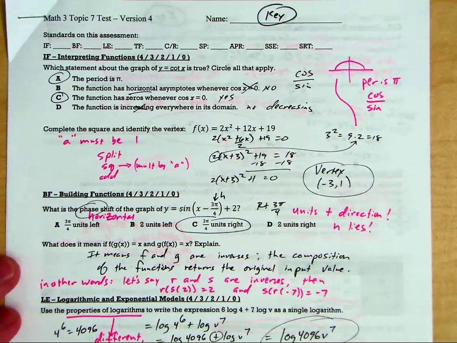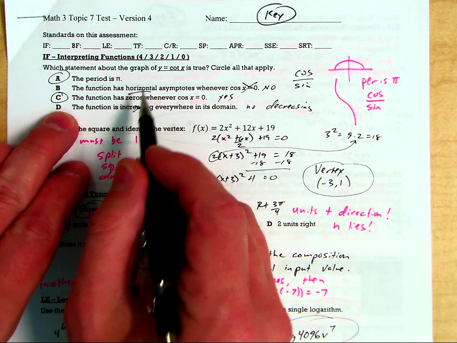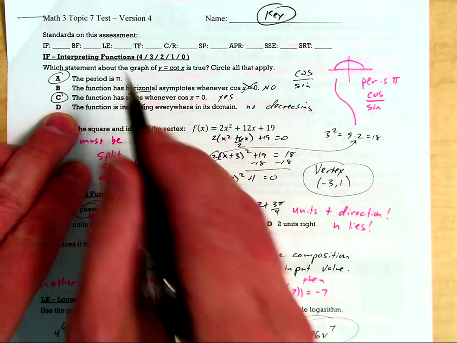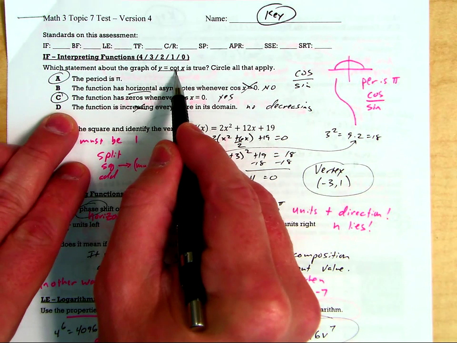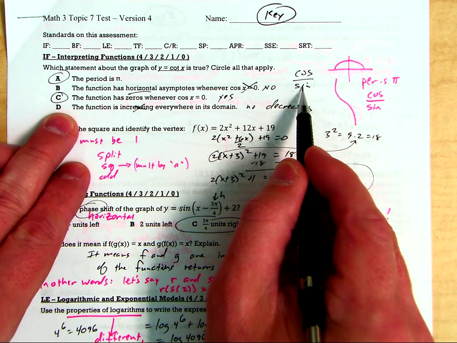Okay, here's the first video for the answer key for the Topic 7 test version 4. For this test, for version 4, I changed it to cotangent, and I changed a couple of the answers. Again, remembering how cotangent is defined. Cotangent is defined as cosine over sine, the reciprocal of tangent.